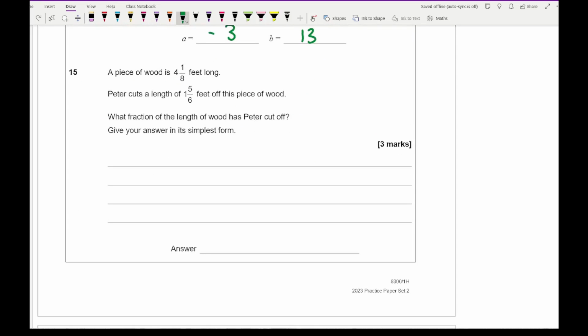Moving on to question 15, it says the piece of wood is 4 1/8 feet long. Peter cuts a length of 1 5/6 feet off the piece of wood. What fraction of the length of the wood has Pete cut off?